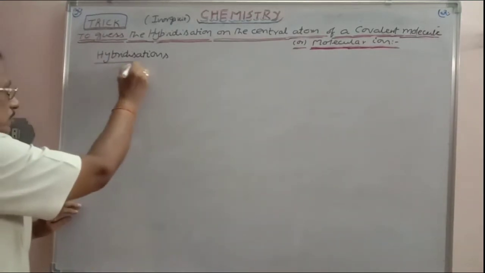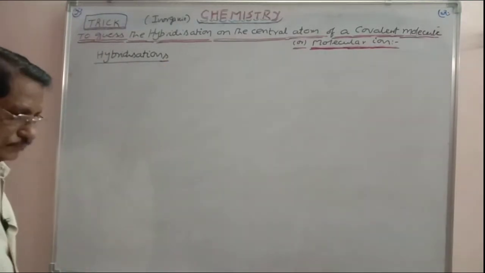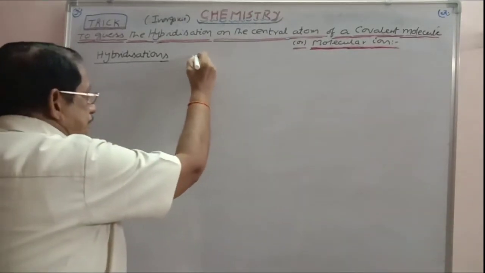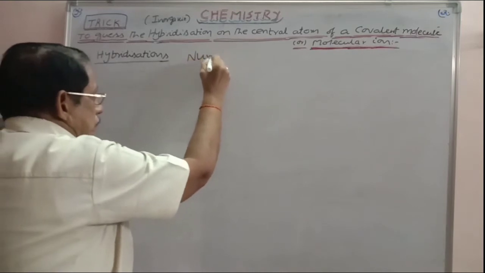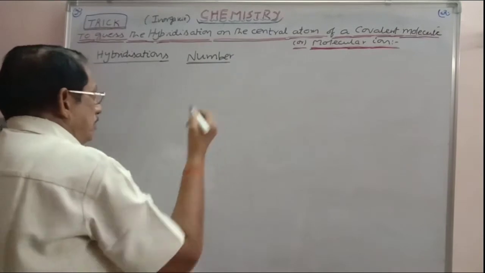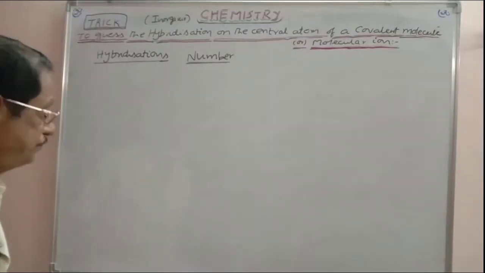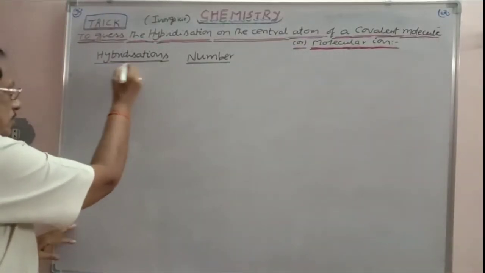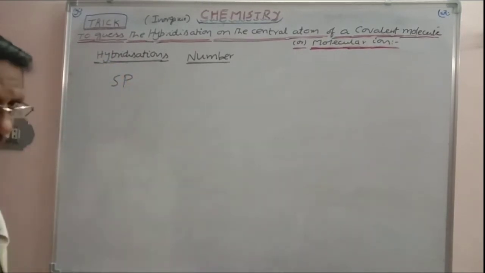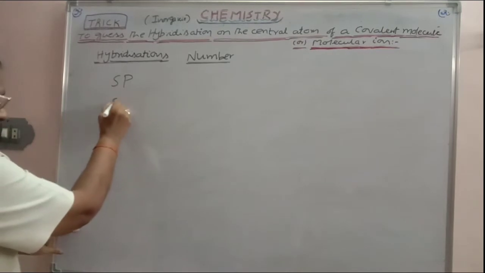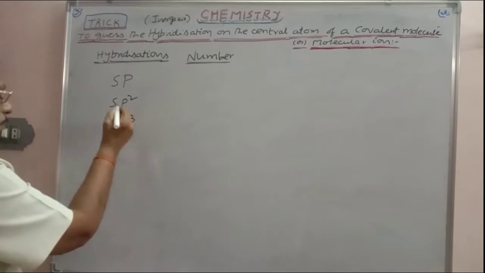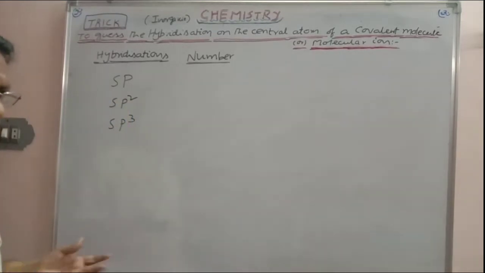So now first of all, you have to know the hybridizations, and a very important fact is the particular number relating to each hybridization. First let us consider the hybridizations. One is sp, the other one is sp2, third one is sp3. Up to this extent you know well.